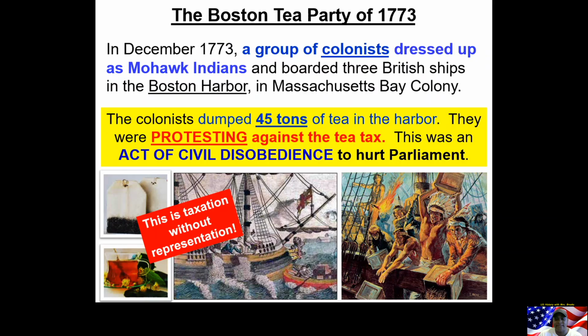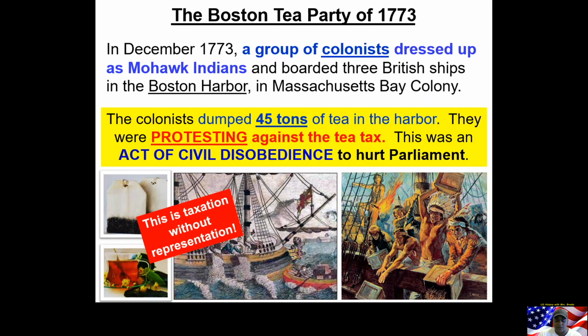They can't buy tea from any other company, just this one company that was going bankrupt, but they got some kind of government contract back in England. And so this one tea company was selling all the tea that was sold in the colonies.